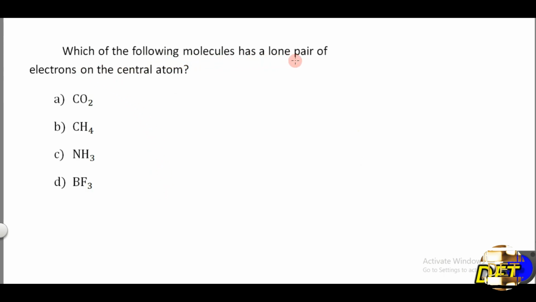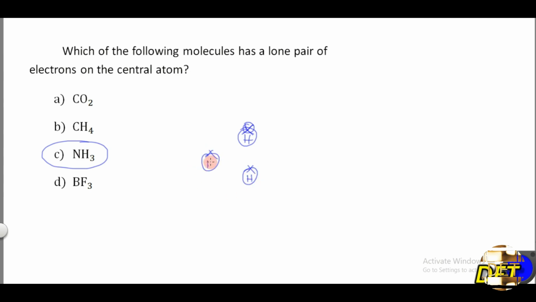Which of the following molecules has a lone pair of electrons on the central atom? So we've already looked at the compounds that have a lone pair of electron, and we talked of ammonia. So ammonia has a lone pair of electron. If you should draw the structure of ammonia, you have three hydrogen, right? This is hydrogen, this is hydrogen, this is hydrogen.